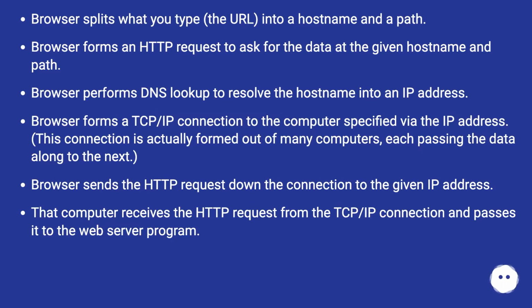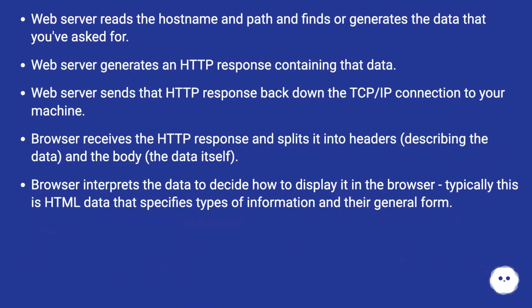This connection is actually formed out of many computers, each passing the data along to the next. Browser sends the HTTP request down the connection to the given IP address. The computer receives the HTTP request from the TCP/IP connection and passes it to the web server program. Web server reads the host name and path and finds or generates the data that you've asked for.